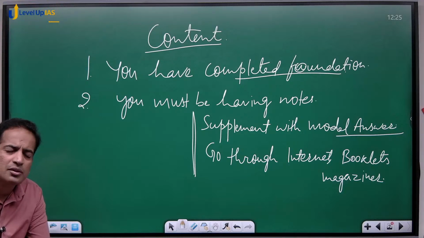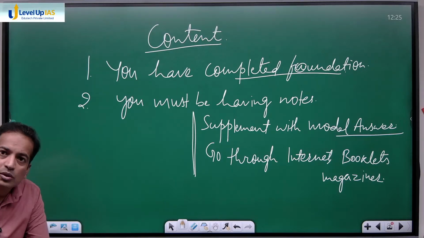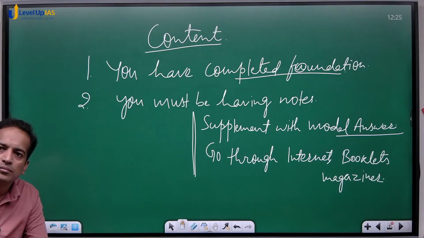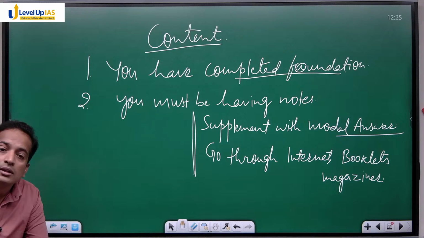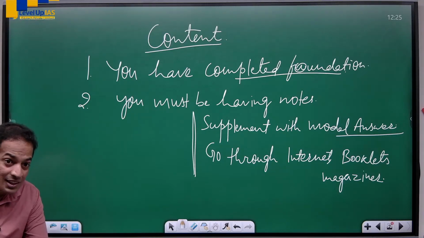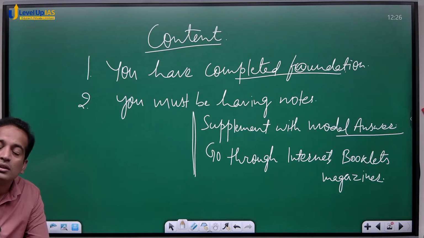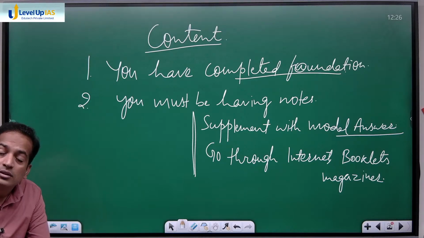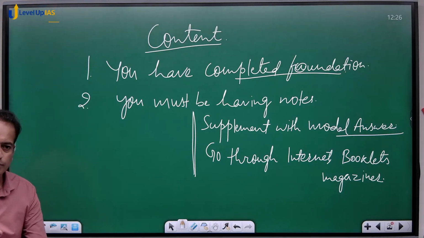Be it BJP, be it Congress, no. We have to discuss institutions, not individuals. Okay? So rather than writing about Ashok Gehlot, write Rajasthan CM, because Rajasthan CM is an institution, Ashok Gehlot is an individual. Rather than writing Narendra Modi, write Prime Minister of India or Indian Prime Minister. So these are some things you have to keep in mind, and naturally with more and more answer writing, you will improve.